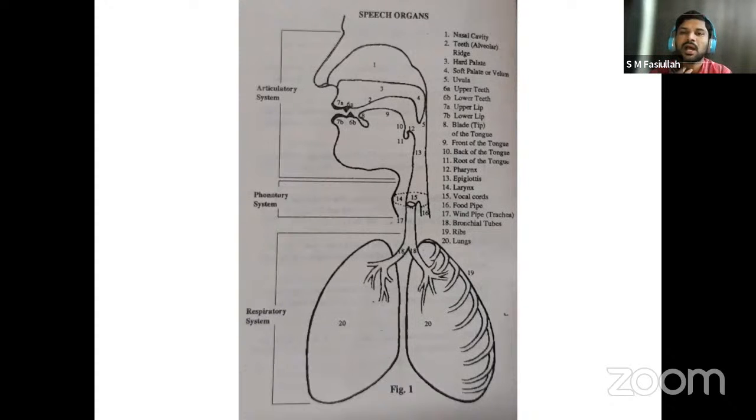We have two different pipes in our neck region. One is responsible for food, which carries food down to the stomach, and the other is the windpipe, which takes the air we take in from the nose to the lungs. Okay, so it enters through the nose, passes through the nasal cavity, enters the windpipe, and then goes down to the lungs.